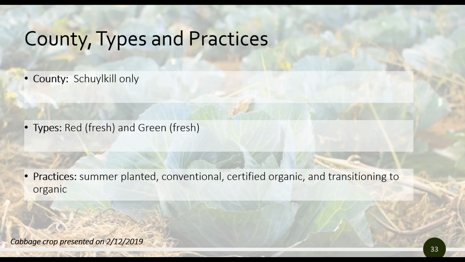Let's go through county, types, and practices. First of all, county. Schuylkill County is the only county in the state of Pennsylvania where you can insure cabbage. As far as types go, red and green are available, both fresh types. And as far as practices, let's take a look at that. Summer planted, conventional, certified organic, and transitioning to organic are all the insurable practices.